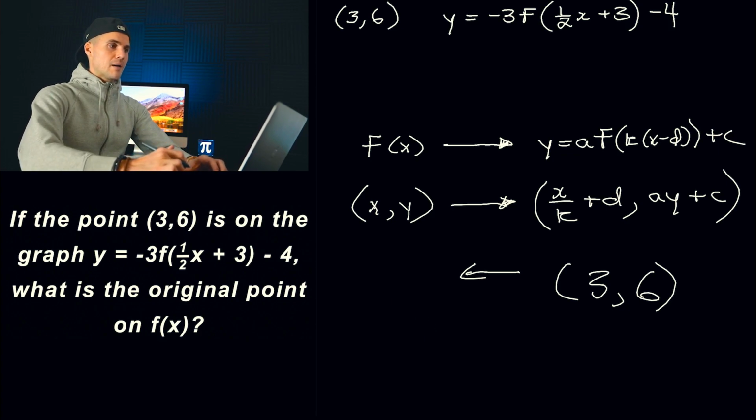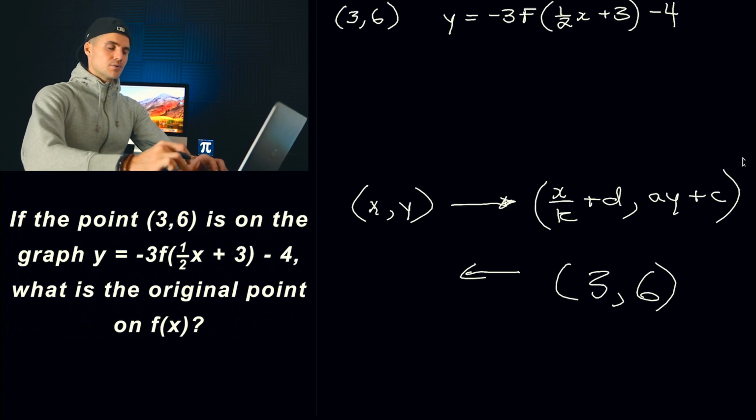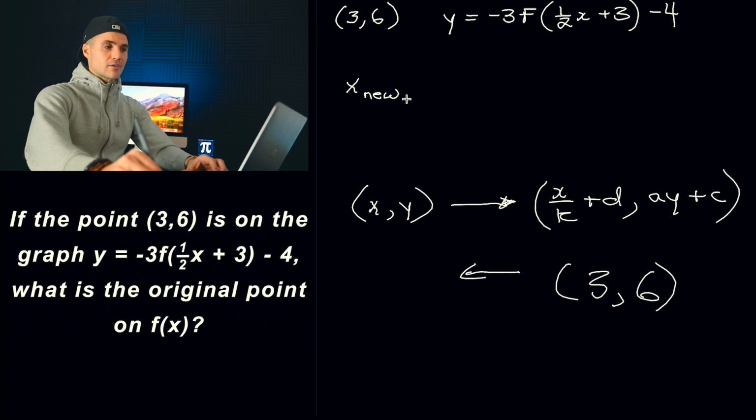And so the way I'm going to do this is we're going to use this mapping formula. We could set up a formula saying, okay, the new x value on this transformed function is basically going to be the old x value on the parent function divided by k plus d, like that. Right? So now I'm just differentiating between this new x value that we're getting, and the old one from the parent function that we're plugging into this mapping formula to get the new one.